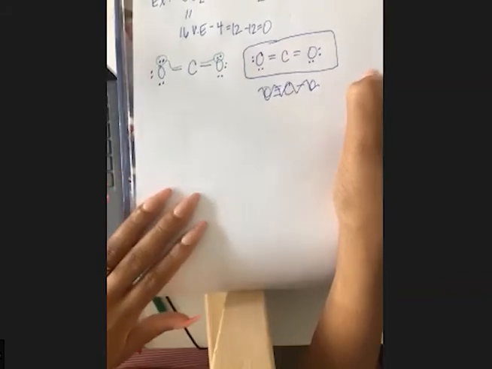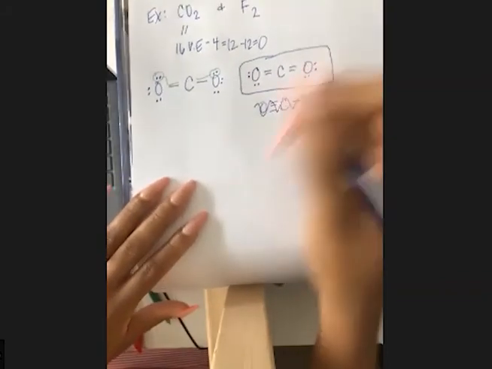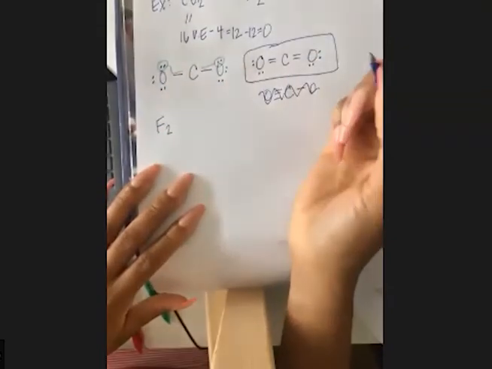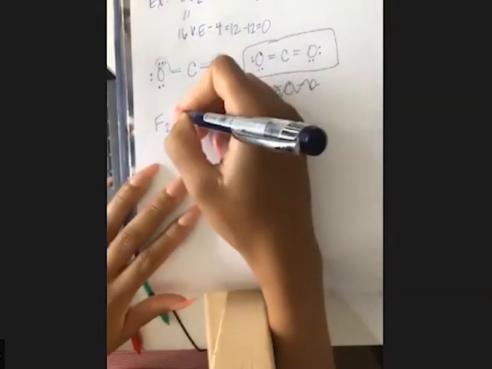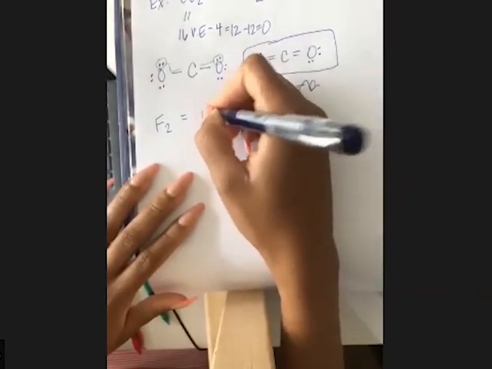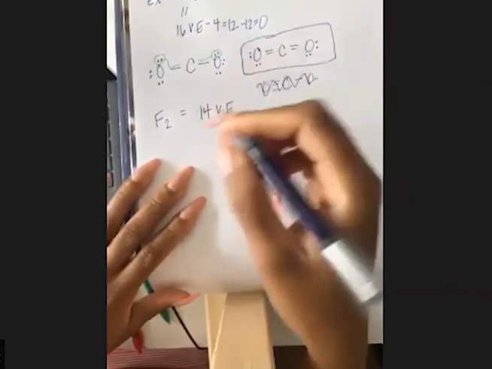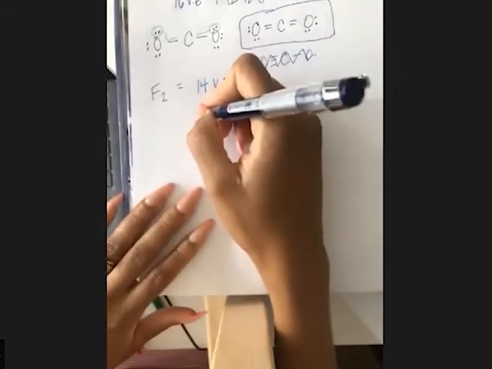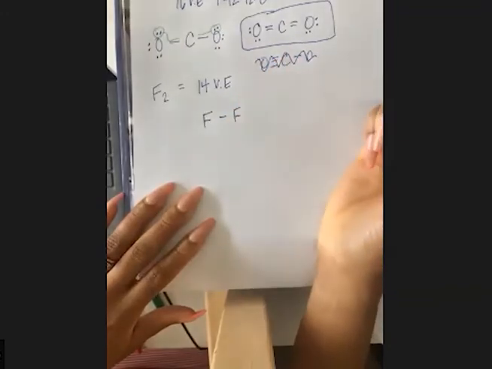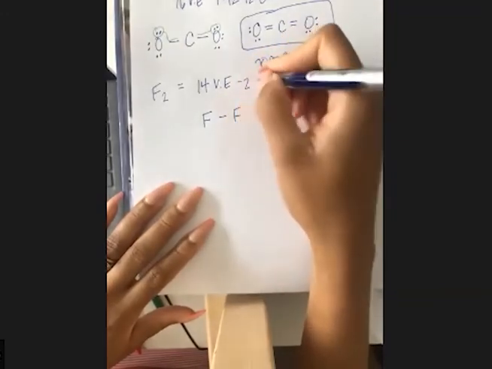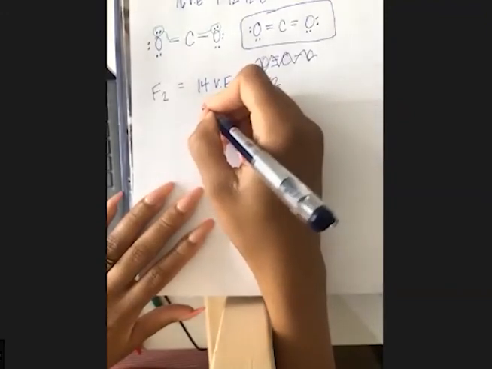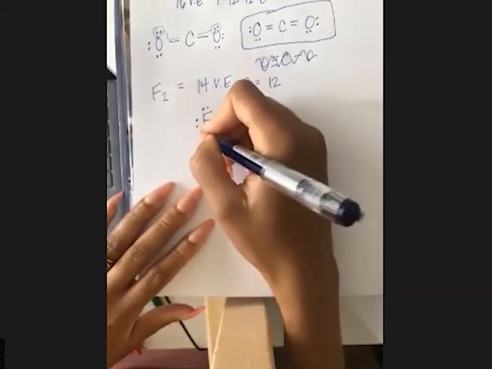Okay. All right. What about for the fluorine gas? So if I say fluorine gas, that means how many valence electrons? 14 valence electrons, 7 times 2 for fluorine. All right, they're both fluorine, so it doesn't matter what we put in the middle, so I just say F dash F. I'm gonna subtract 2 electrons, I'm left with 12. I'm gonna put 6 around each fluorine.